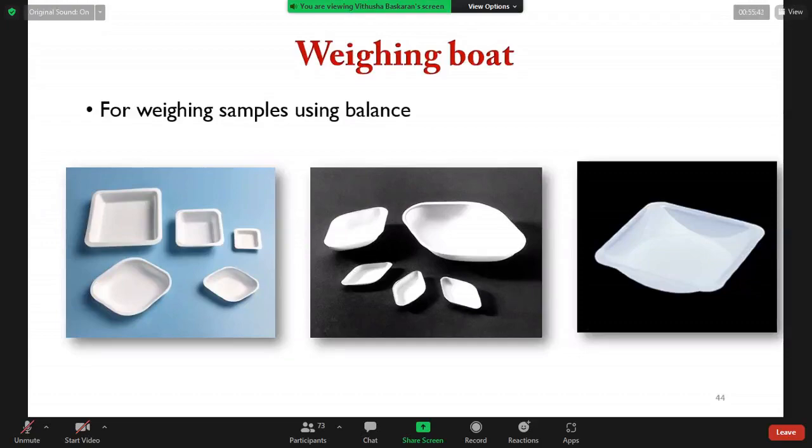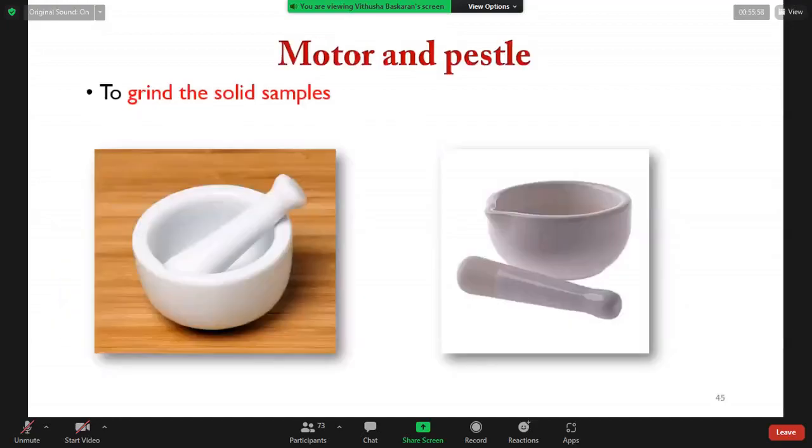This is made up of a plastic kind of material, and it is light in weight, and is available in different sizes and also in different shapes. So this is used for the weighing of samples using any balance. And the mortar and pestle, as you all know, is used to grind the solid samples. Okay, that's all about the graduated apparatus and the general apparatus.